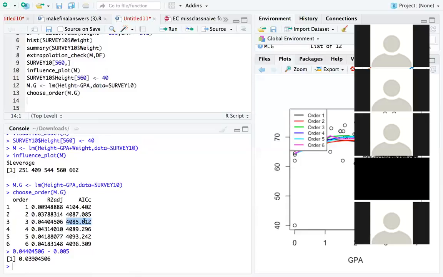But someone could maybe justify model 2. How would you justify that one? Because it's less than 0.039. Model 2 is within 2 of the lowest AIC. Oh, okay, very nice. Yep, I see that too now.